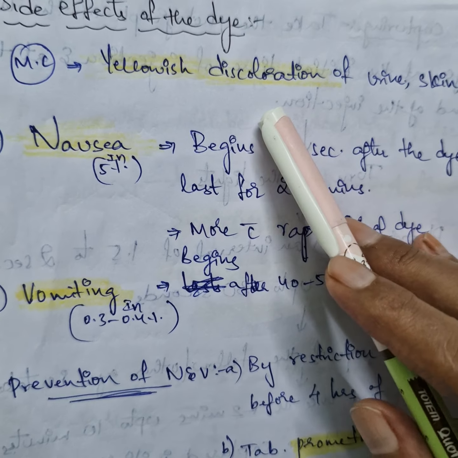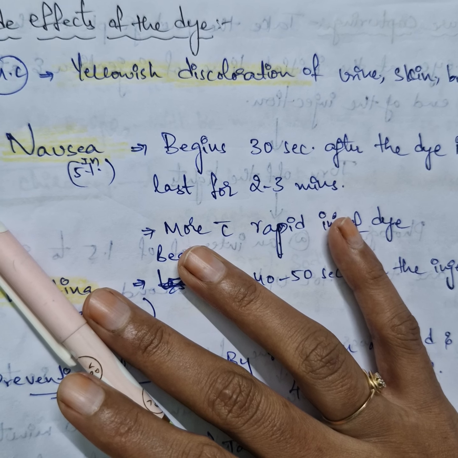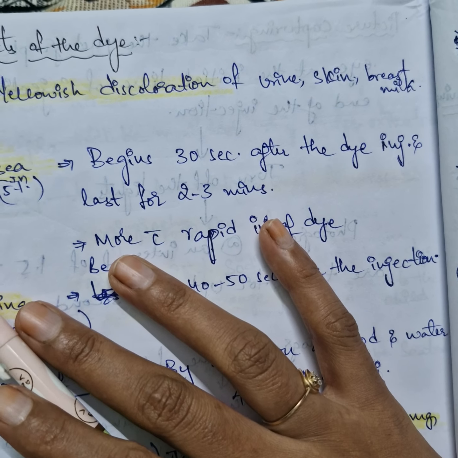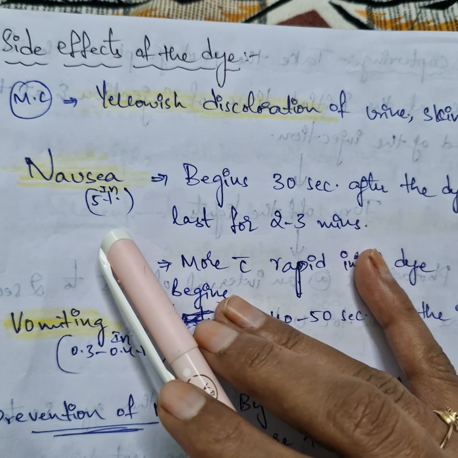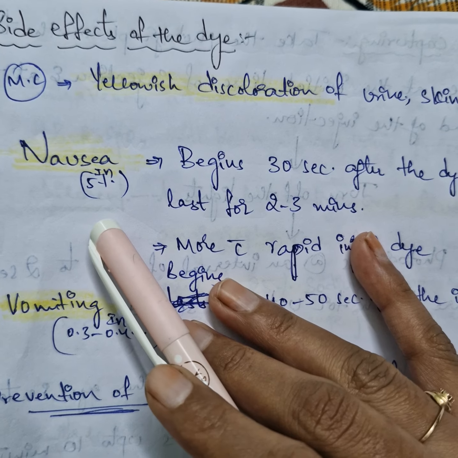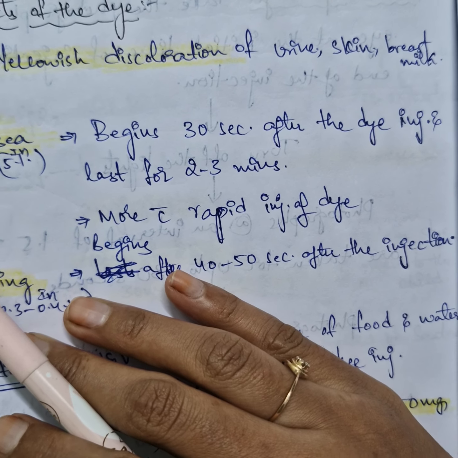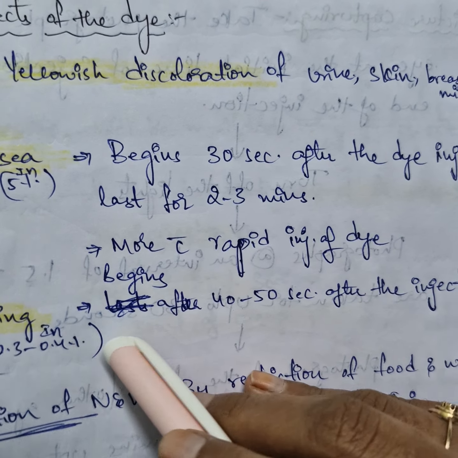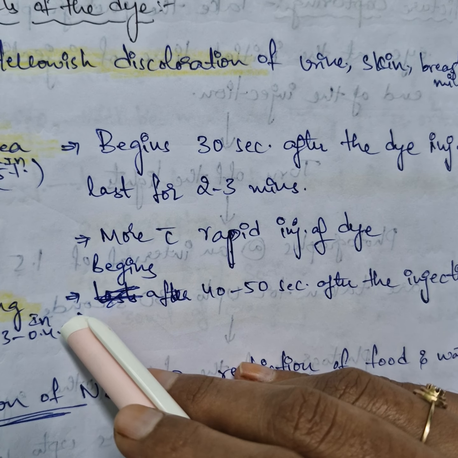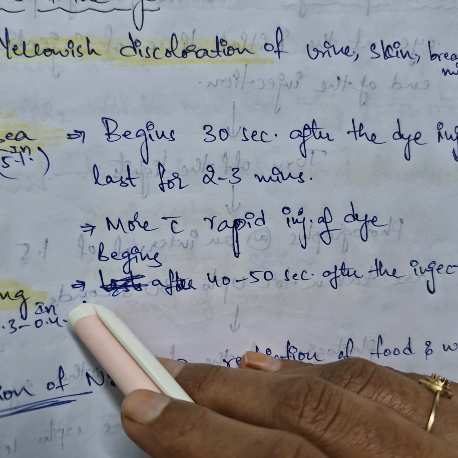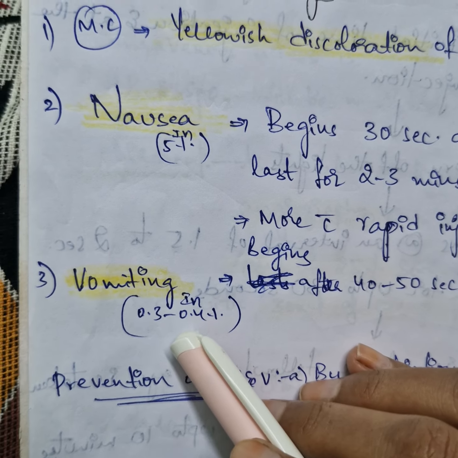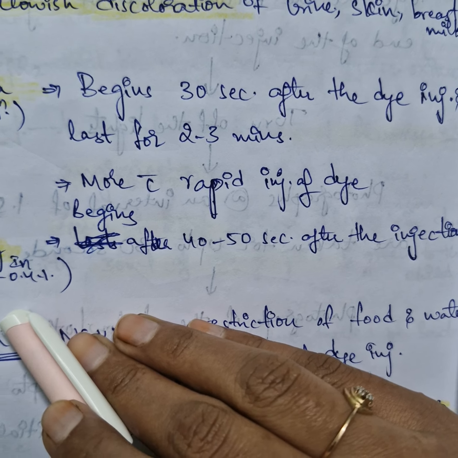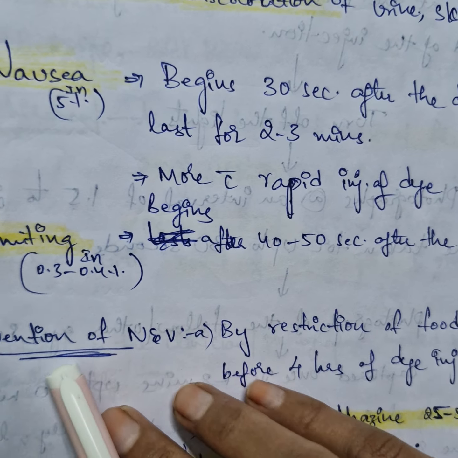Coming to the side effects of the dye. The most common side effect is yellowish discoloration of the urine, skin or breast milk, and in about 5% of cases we can see nausea, which begins within 30 seconds after the dye is injected and can last for about 2 to 3 minutes. It is more common with rapid injection of dye, that is if we inject the dye within 2 to 3 seconds. In 0.3 to 0.4% of cases we can see vomiting, which begins 40 to 50 seconds after the injection of the dye.